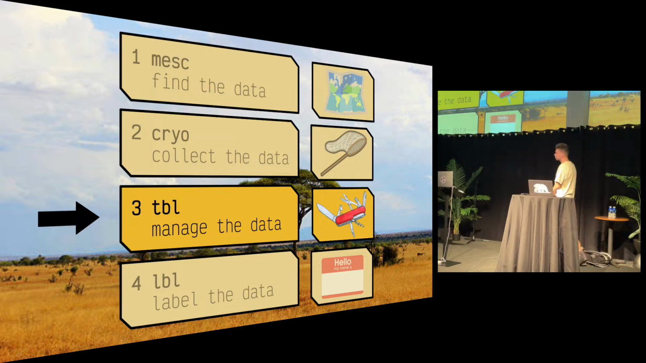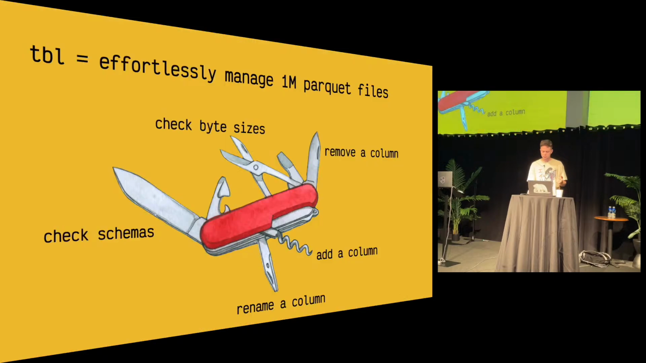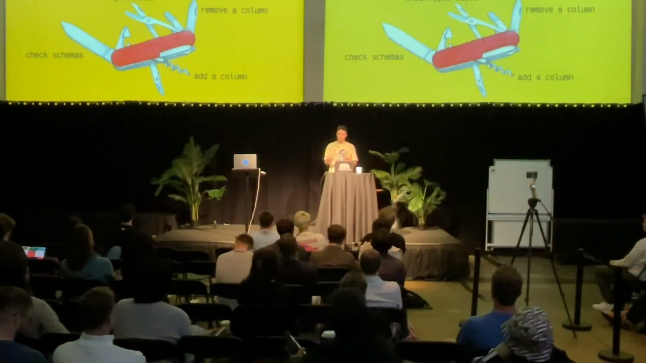So the next tool on the list is TBL, or table. TBL is a Swiss Army knife for reading and editing and managing Parquet datasets. So for those that don't know, Parquet is a file format for tabular data, kind of like a modern CSV. In many cases, Parquet can be a simpler and faster alternative to using an actual database. And for this reason, Parquet has become a very common way for people to store and share different data sets.